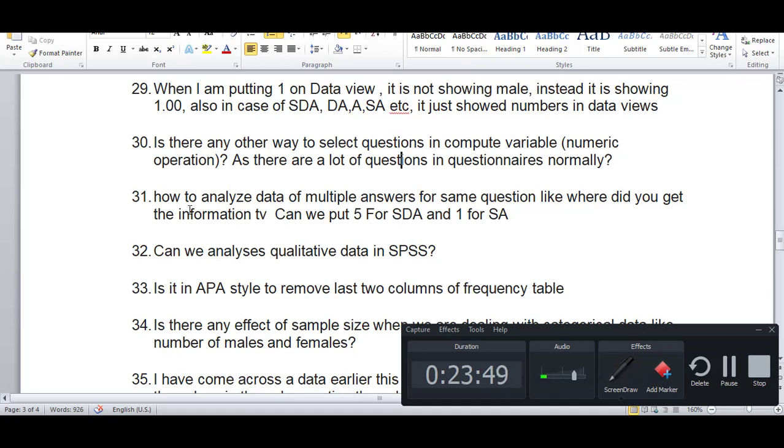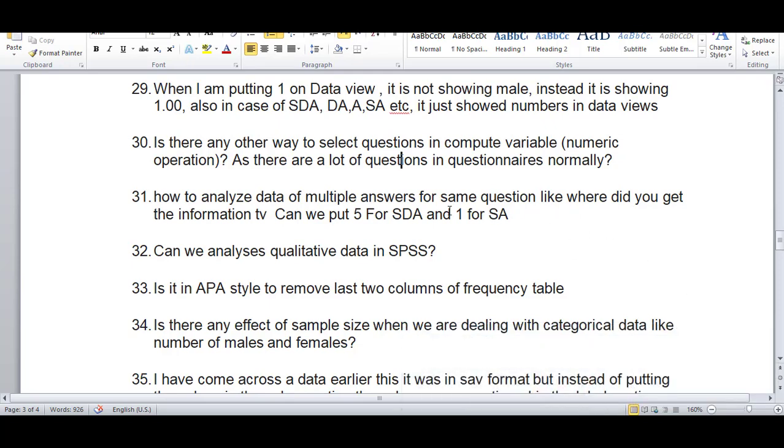And 39, first item question is how to analyze data of multiple answers for the same question, like how did you go to the TV. Again, you can analyze it using a frequency. A frequency will tell you, for example, how did you learn about this webinar series? WhatsApp, Facebook page, friends, colleagues, and you can check multiple, for example. Then I can count whether people know about this webinar series through WhatsApp, through Facebook. So if there are multiple answer sections, you can run the analysis.